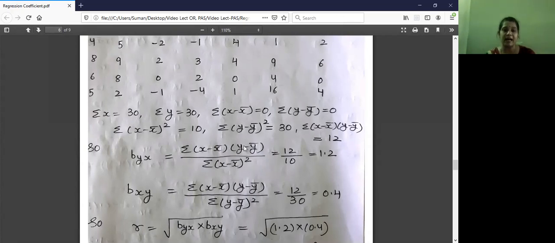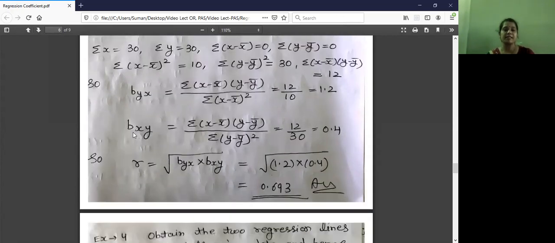1 सेकेंड के लिए आप वीडियो को पॉज कीजिए और आइडिया लगाइए कि यहाँ पर क्या आता है. तो summation x minus x bar whole square. Second formula is what? bxy is equal to summation x minus x bar into y minus y bar divided by what value? According to our variable of y, so we write summation y minus y bar whole square.